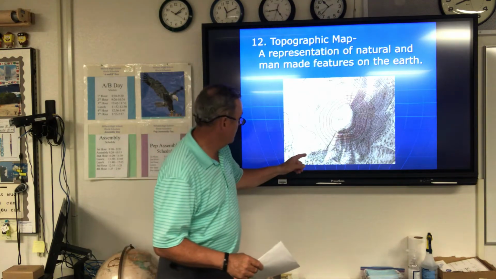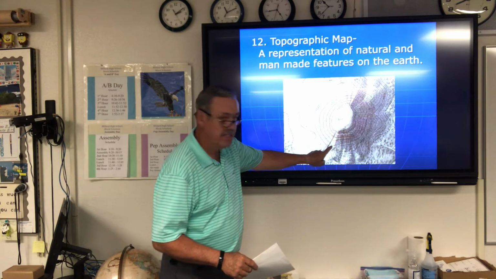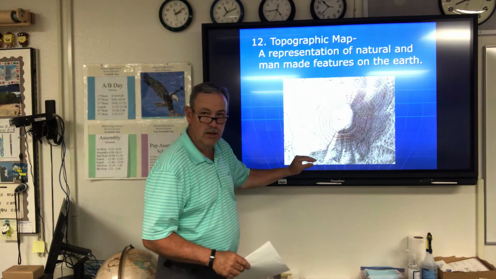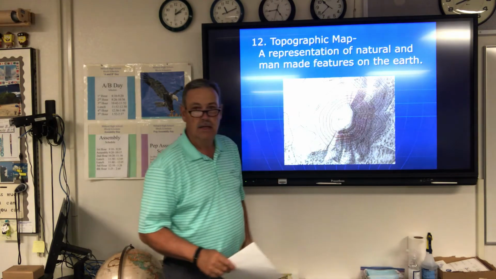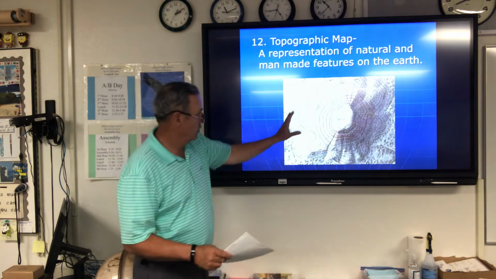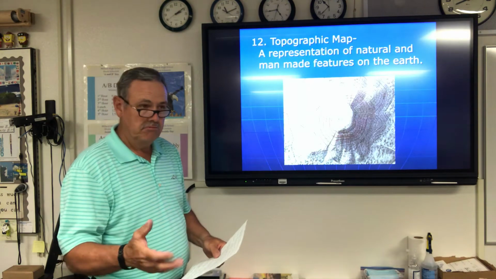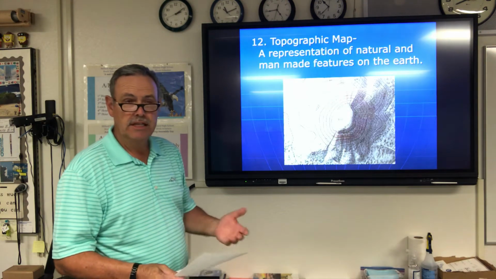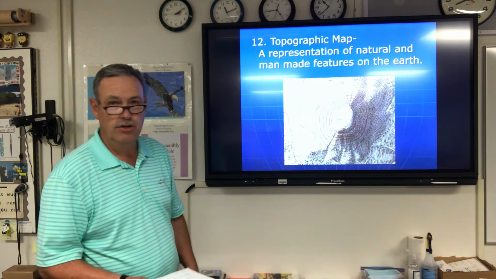You can also see that possibly right here, this might be a little steep spot because the lines are really close together, where over here it might be a little more of a gentle slope if you were to climb it. So to look at that map, it would show you the easiest route to get to the top of that butte or mountain or whatever it is you're looking at.